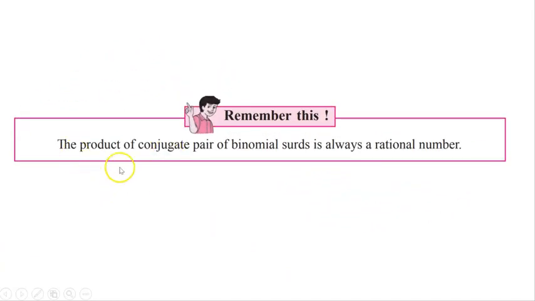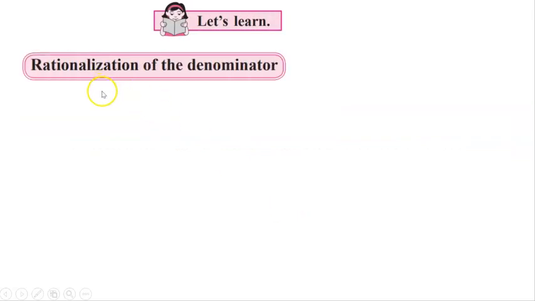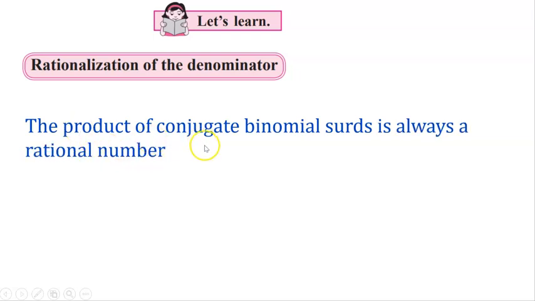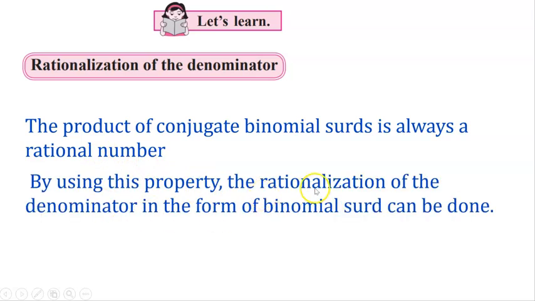Remember this: the product of a conjugate pair of binomial surds is always a rational number. Now, rationalization of the denominator. The product of conjugate binomial surds is always a rational number. By using this property, the rationalization of a denominator in the form of a binomial surd can be done.